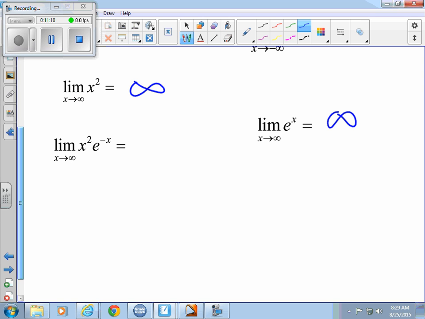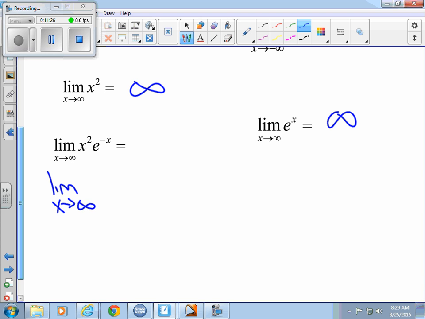So which one wins, right? The 0 or the infinity? Because that's a big difference, right? One's headed toward infinity, one's headed toward 0. To see it, I need to rewrite it, because I don't know. That's another what we call indeterminate form.